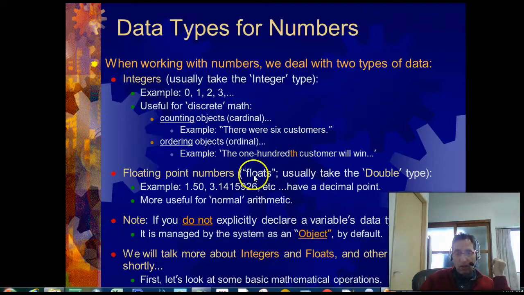Floating point numbers, floats, usually take the double type. So as opposed to integer type, there's something called a double type. Example 1.50. They have a decimal point, more useful for so-called normal arithmetic. Note if you do not explicitly declare a variable data type, it is managed by the system as an object by default. We'll talk more about integers and floats and other data types shortly.